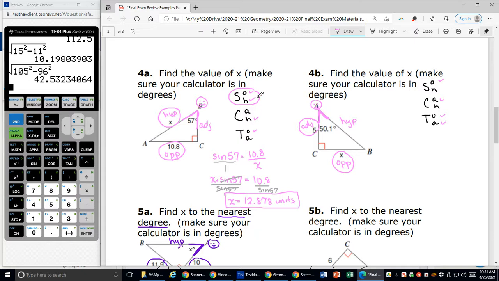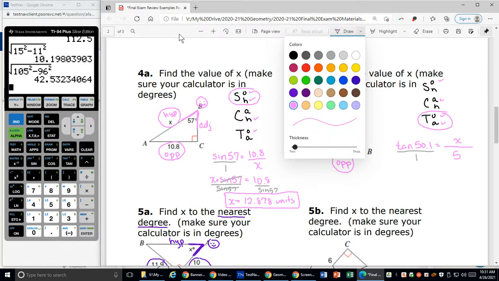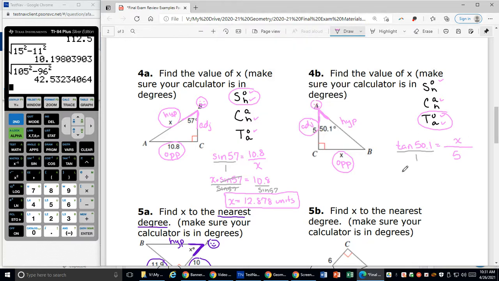So this time I'm not going to be using sine. I'm going to be using tangent of 50.1 equals opposite over adjacent. My opposite is x over my adjacent is 5. And then I can see I put the left side over 1 and I cross multiplied. Now here the problem changes a little bit from the last one because when I cross multiply, x times 1 is just x. And then 5 times the tangent of 50.1.